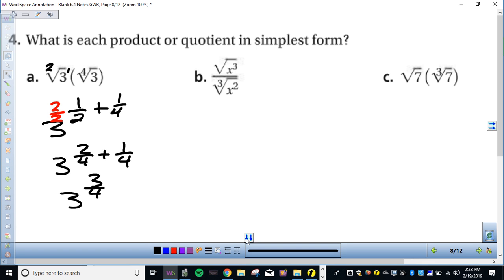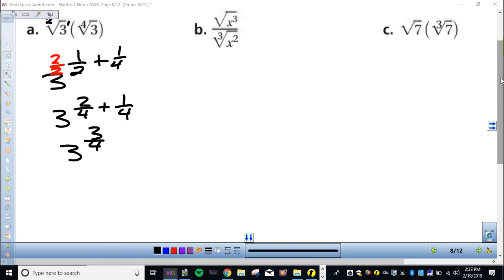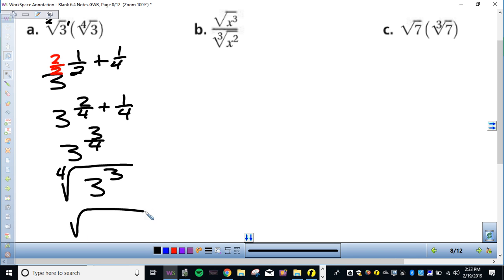So now they say simplest form, but it's not entirely clear when that ends. I know there's math I can do in here with the 3/4. So we can rewrite this as the 4th root of 3 cubed, and we can rewrite that as the 4th root of 27. And then the 4th root of 27 is not a whole number, it doesn't break apart at all, so we're done.